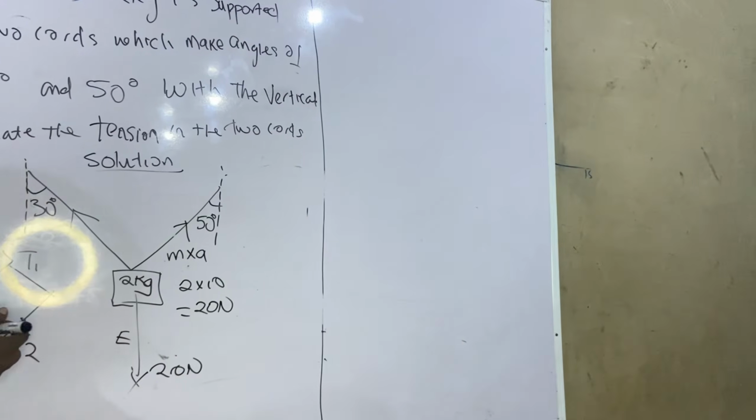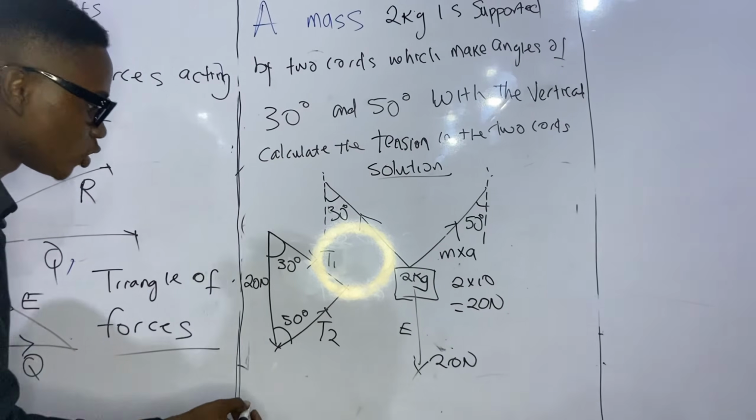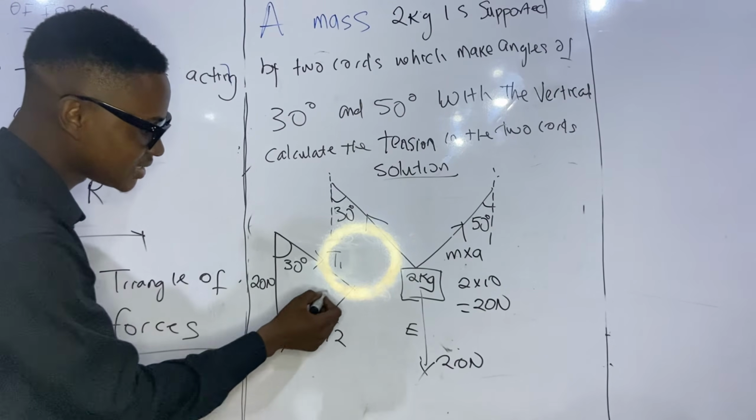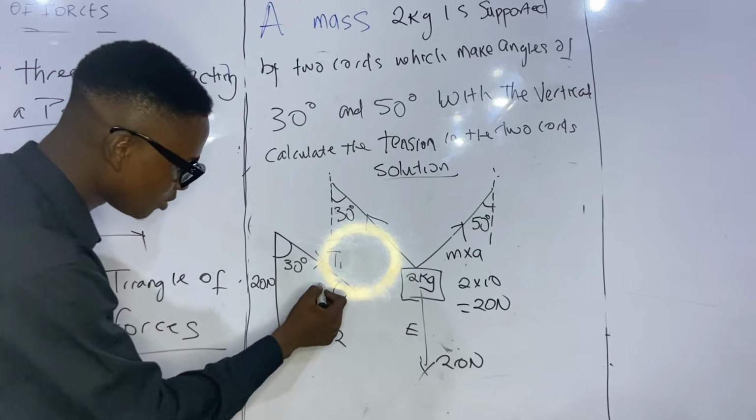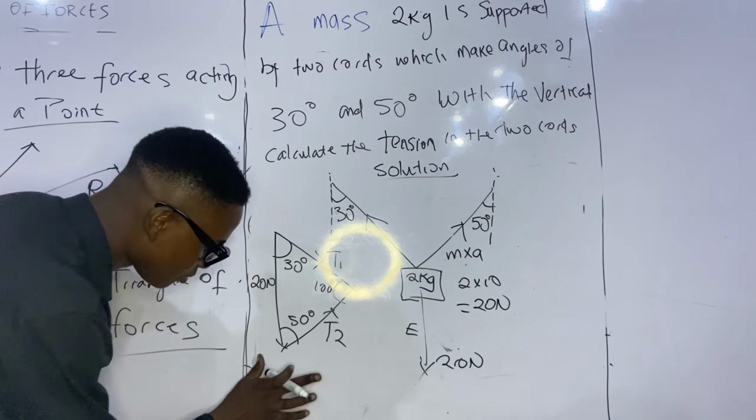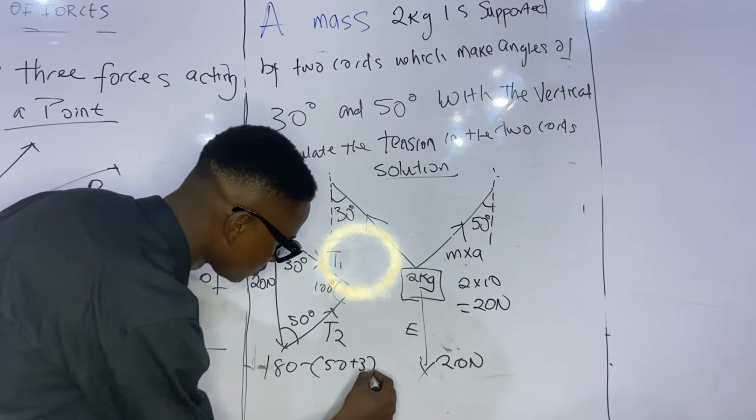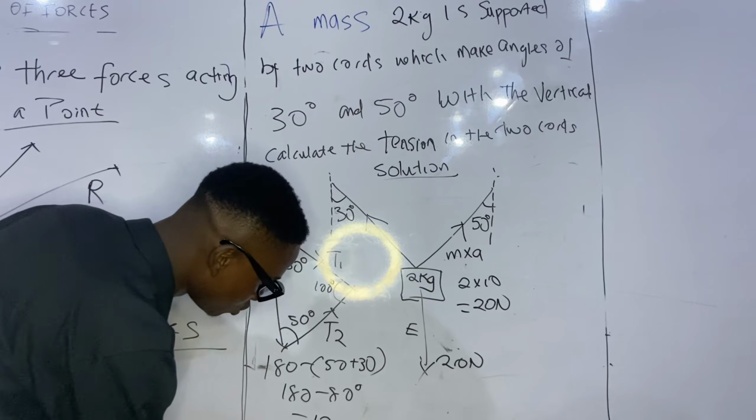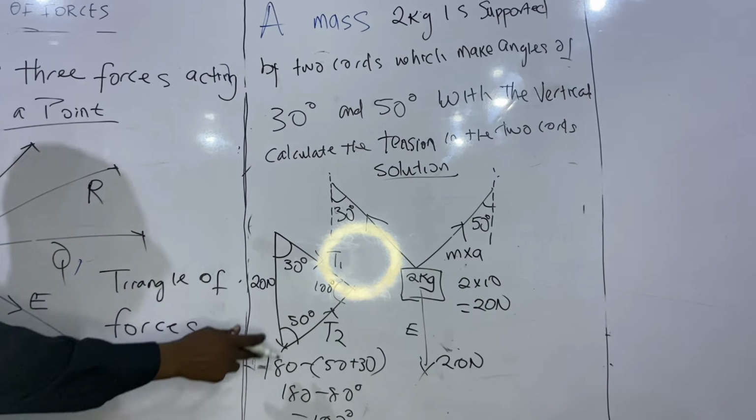So from here, of course, the total sum of angles in a triangle is 180. So if we have 50 degrees here and 30 degrees here, that means the angle here will be 180 minus 50 plus 30. That'll give you 180 minus 80, which is 100 degrees. That's how we got the angle left here. Before we were not given this angle.